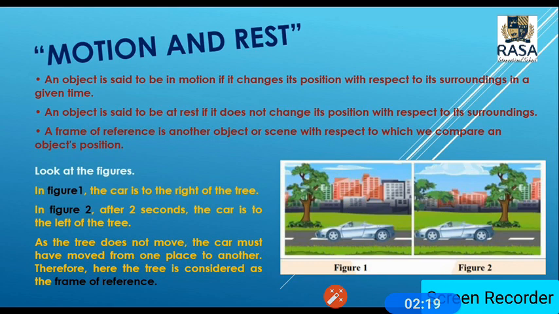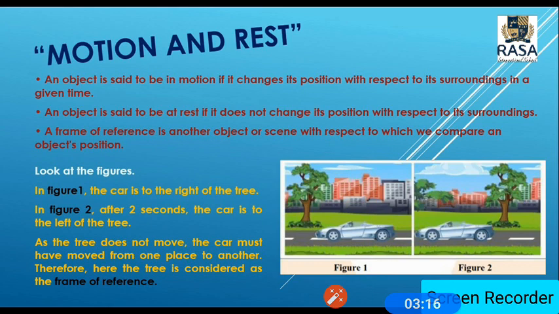Now, you can see the example given in this slide, where there are two figures, figure number 1 and figure number 2. In figure number 1, the car is on the right side of the tree, and in figure number 2 the car is on the left side of the tree. The second figure is after 2 seconds of the first figure. Therefore we can say that the tree is a frame of reference, because the tree does not move, so the car must have moved from one point to another. Therefore the tree is considered as a frame of reference and the car as in moving state. So the car is said to be in motion, whereas the tree can be called as in rest state.